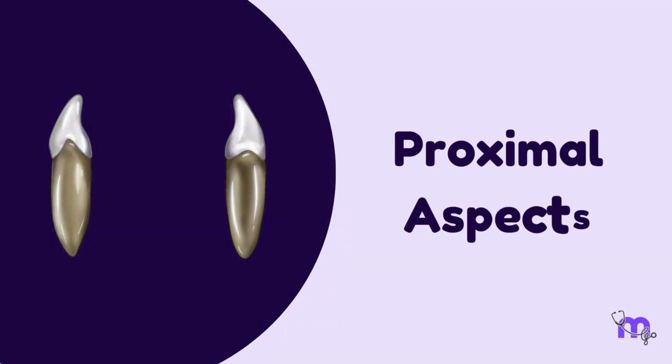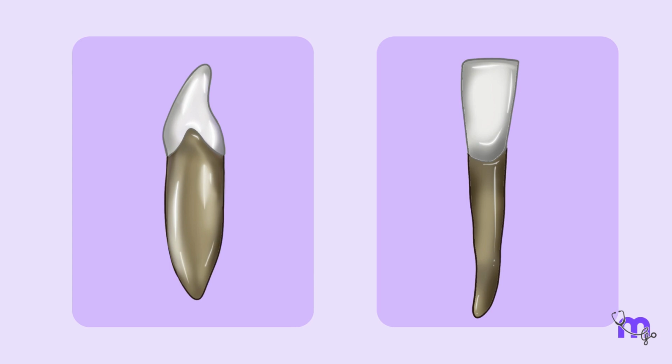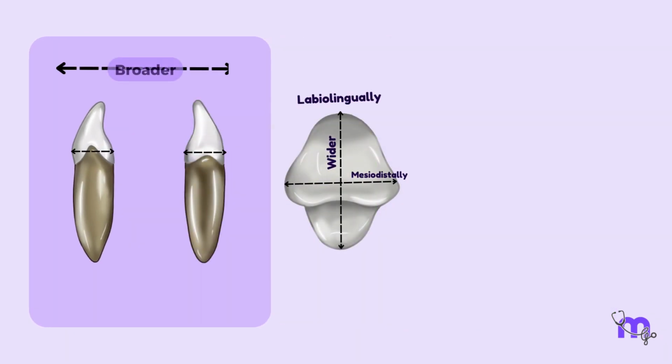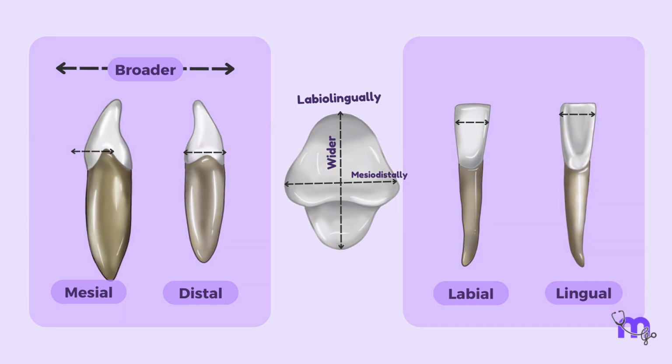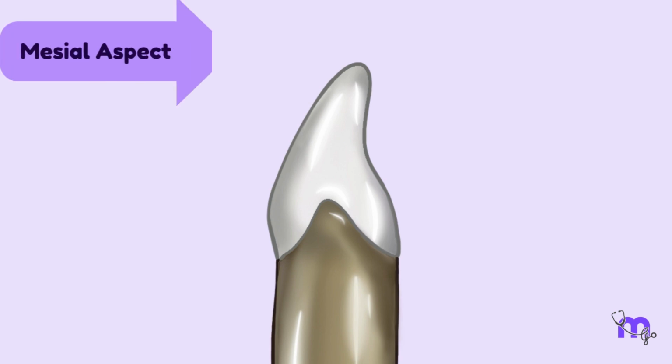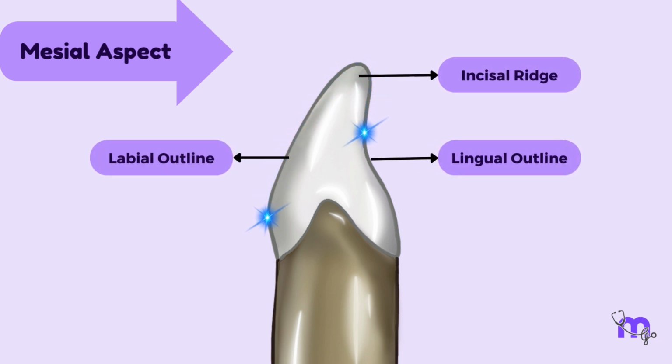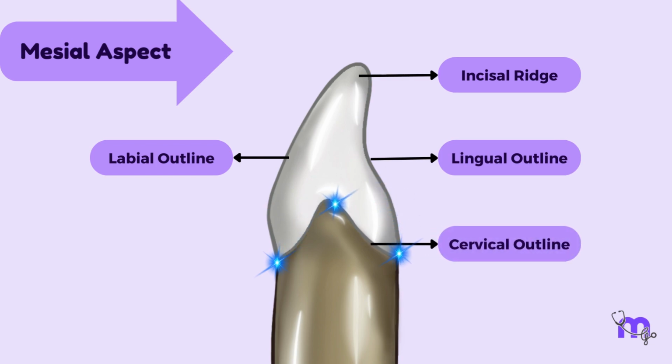Moving on to the proximal aspects. The most important feature of mandibular incisors that is to be noted is that the tooth is wider labiolingually than mesiodistally. In other words, it appears broader from the mesial or distal aspect than from the labial or lingual aspect. If we observe the crown from the mesial aspect, we will be able to appreciate the incisal ridge, labial and lingual outlines, and cervical line.